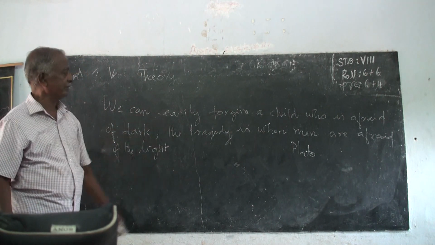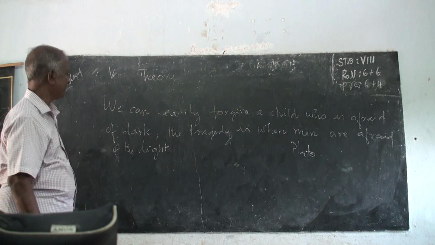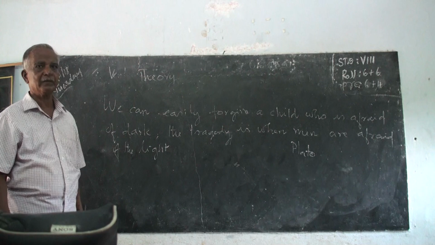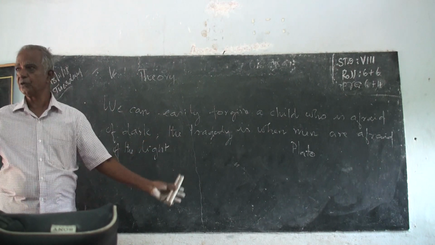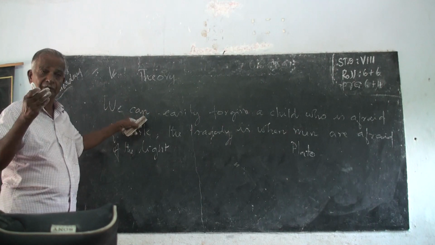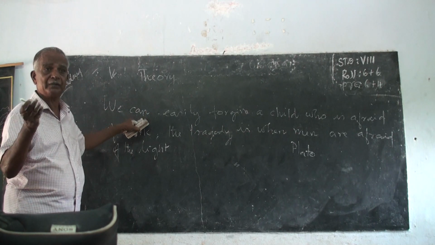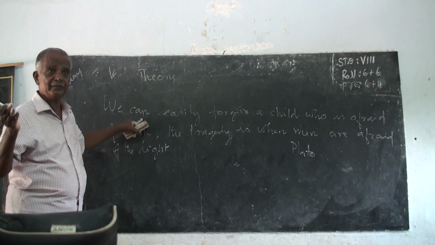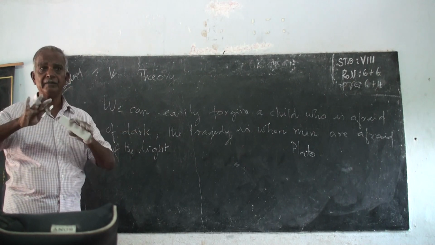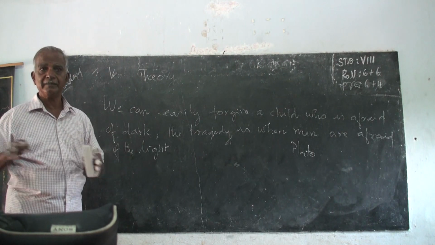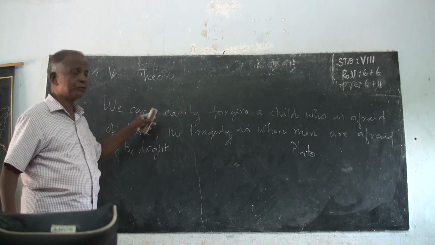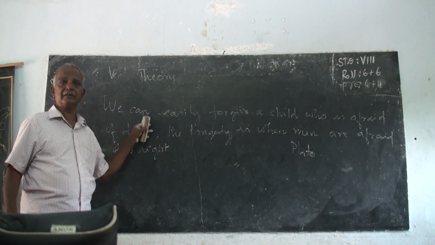We can easily forgive a child who is afraid of the dark. Is there a subject and predicate here? Actually, there is no real subject and predicate. We can forgive, but whether we forgive or not, it is all about the future. So, it is only an imaginary predicate.